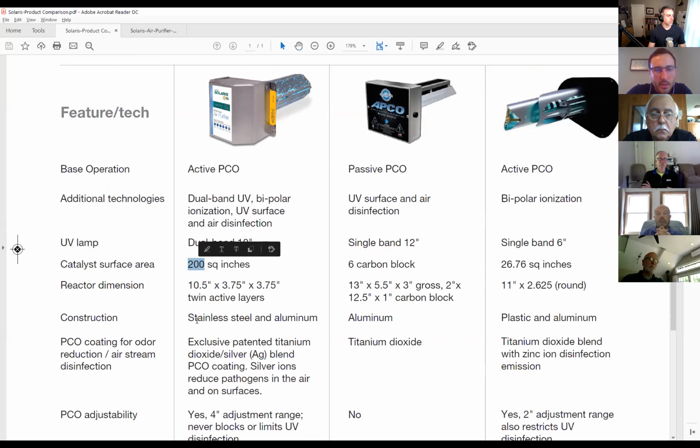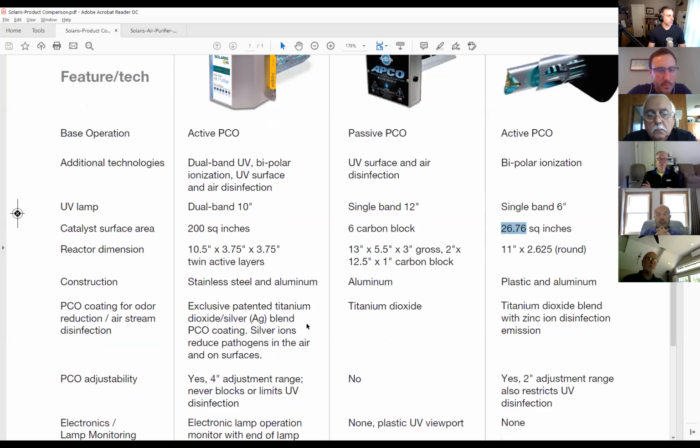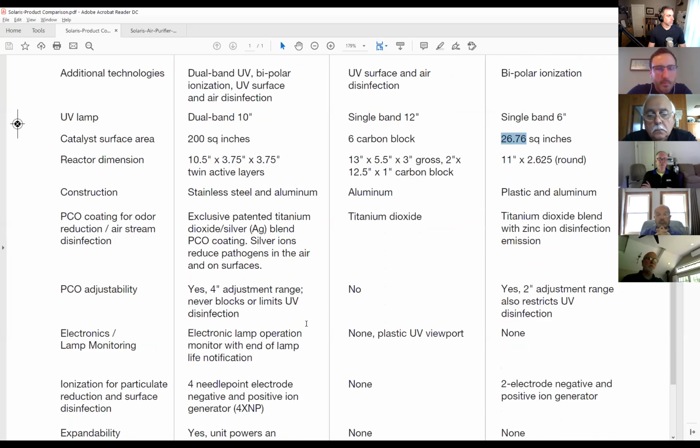Now the construction of it, we have stainless steel and aluminum. They have plastic and aluminum. PCO coating for odor reduction and airstream disinfection. We have an exclusive patented titanium dioxide silver AG blend, PCO coating, silver ions, reduce pathogens in the air and on surfaces. They have a titanium dioxide blend with zinc ion disinfection emissions.